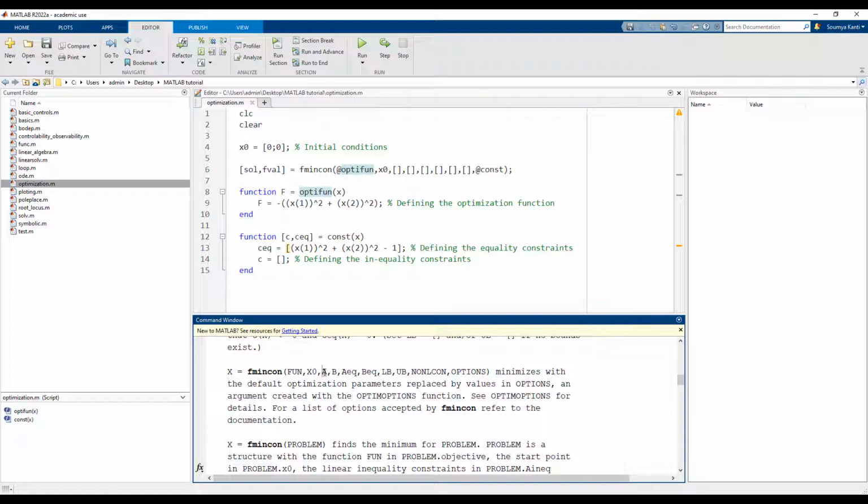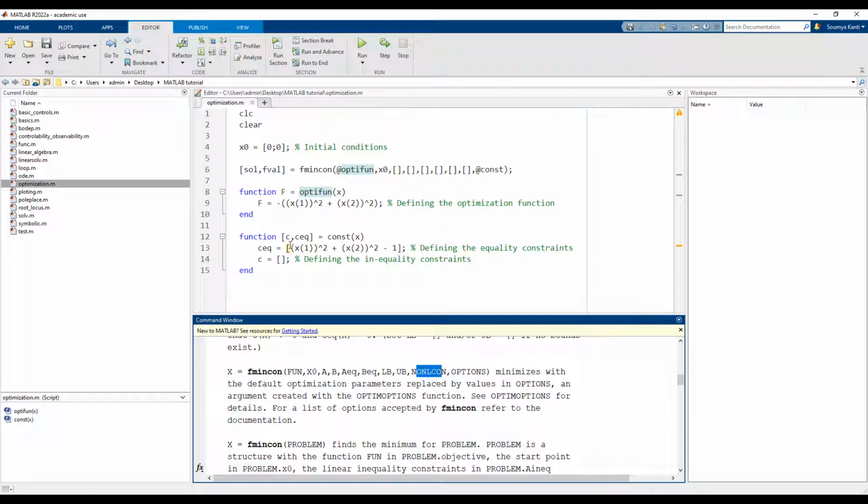If you have constraint equations that are linear in form, you can separate them as Ax equals b, so A and b are the inequality constraint matrices. Aeq and beq are the equality constraint matrices. LB and UB let you provide lower and upper bounds on the optimization variables. And nonlcon is for when you have optimization constraints that are non-linear in nature.